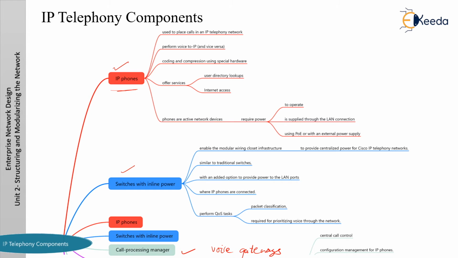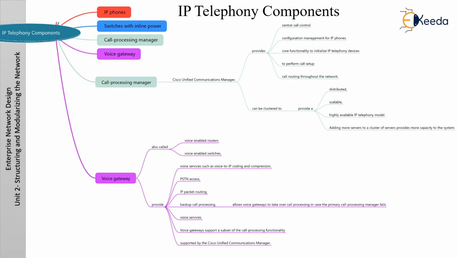The switches also perform some basic quality of services tasks such as packet classification, which is required for packetizing voice through network. Next component is call processing manager. Call processing manager such as Cisco Unified Communication Manager provides central call control and configuration management for IP phones.